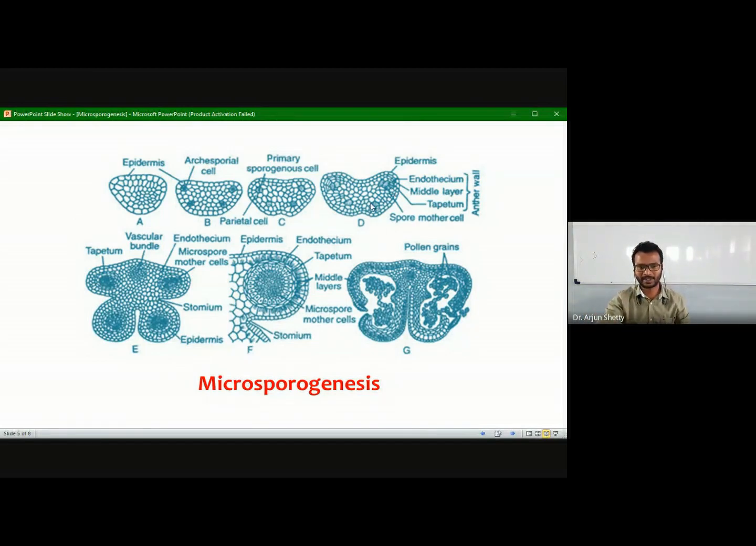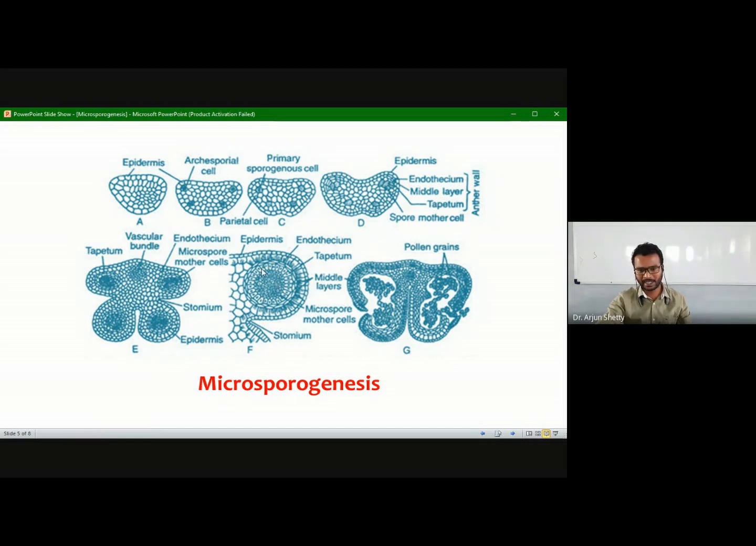When they start dividing, they finally form the peculiar structure of the endothecium, which completely protects the sporogenous tissue. The middle layer forms next to the endothecium, and finally the innermost layer is the tapetum, and this tapetum will be nourishing the microspores.